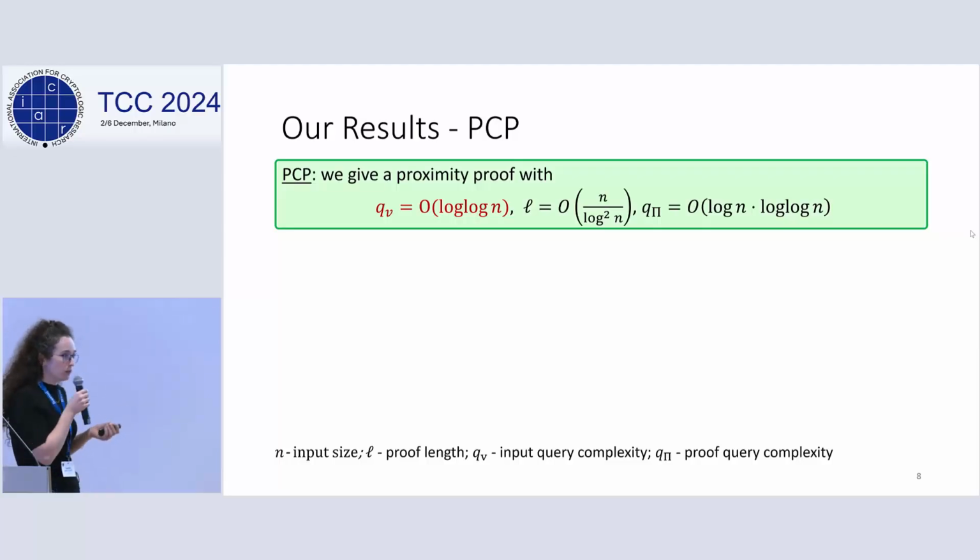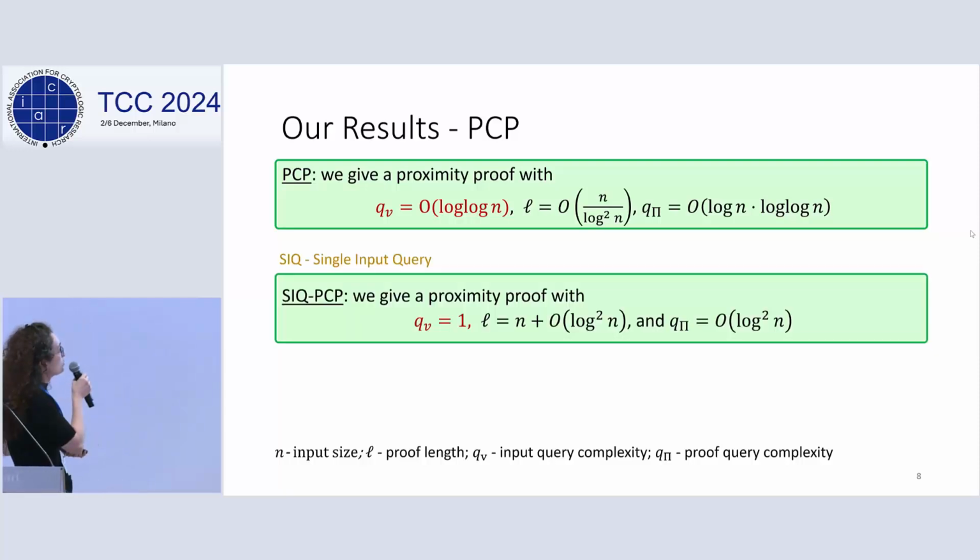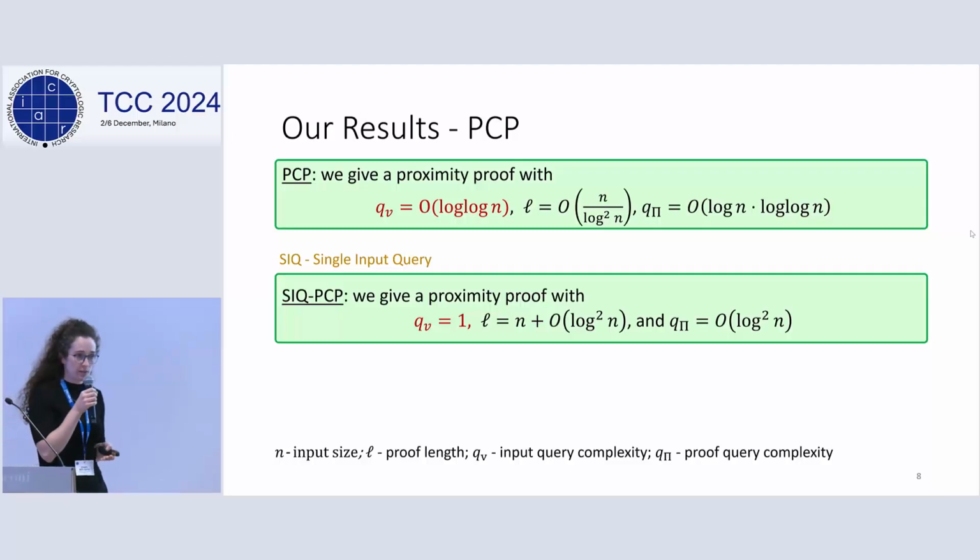Focusing on the input query complexity, this is a logarithmic improvement compared to our MA results. And we ask the question, what if we want to optimize the input query complexity? So what if we want to have just a single input query? In this case, we define SIQ PCP to be PCP with a single input query. So the verifier reads only one bit from the input.